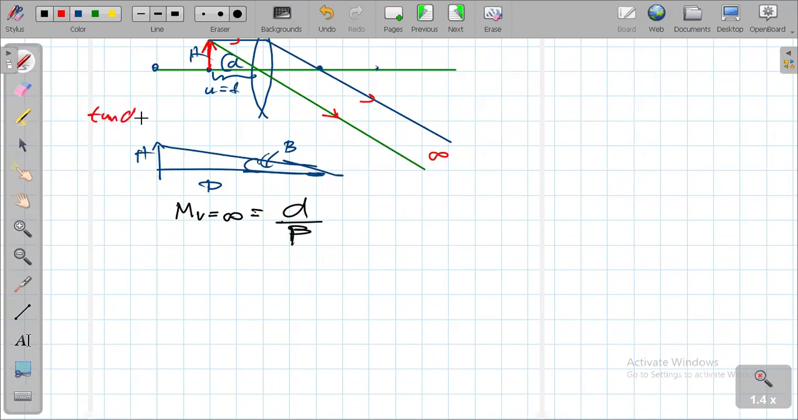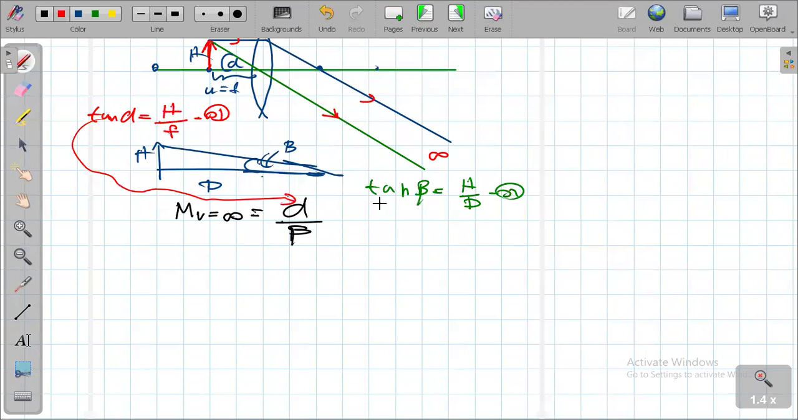What is my alpha here? Tan alpha is equal to h over f. u is nothing else, it is just f. Number one, u is just f. And here, tan beta is h over D. Number two. You are going to apply these two here, alpha to here, beta to here. Let's see. M at infinity is equal to h over f, divided by h over D. h and h cancel off. M at infinity is equal to D over F.